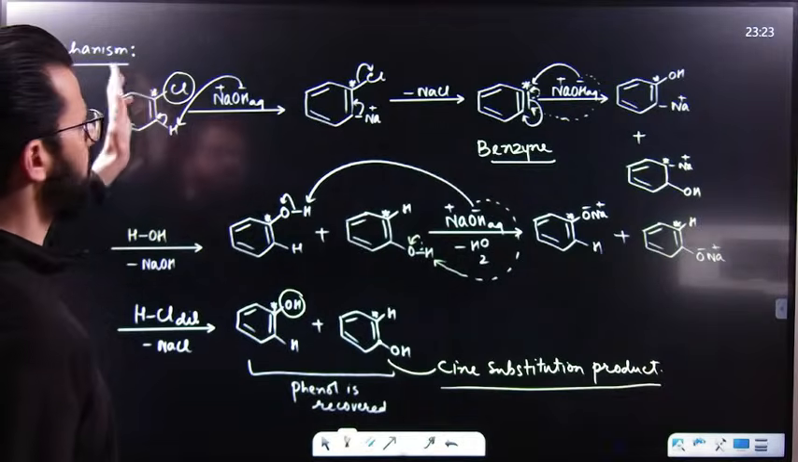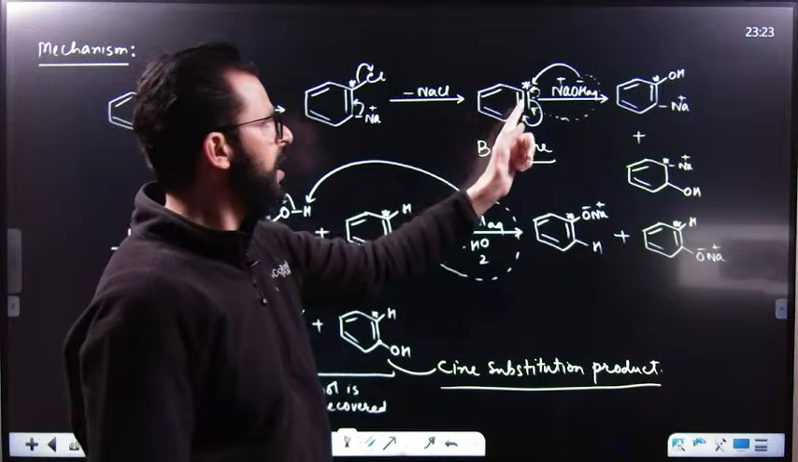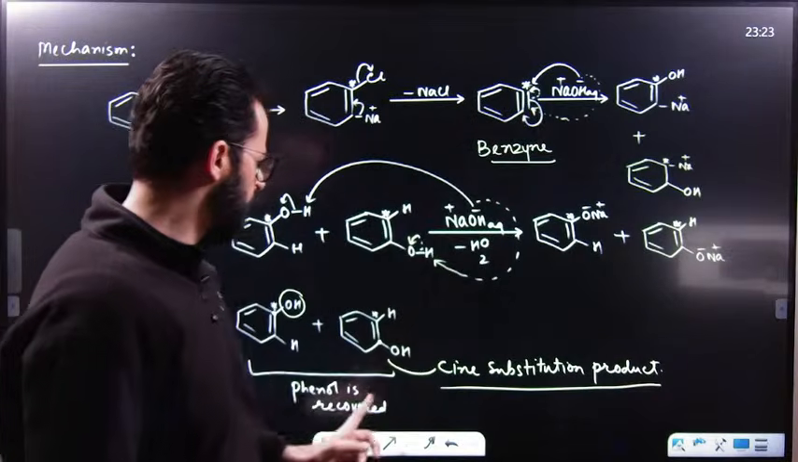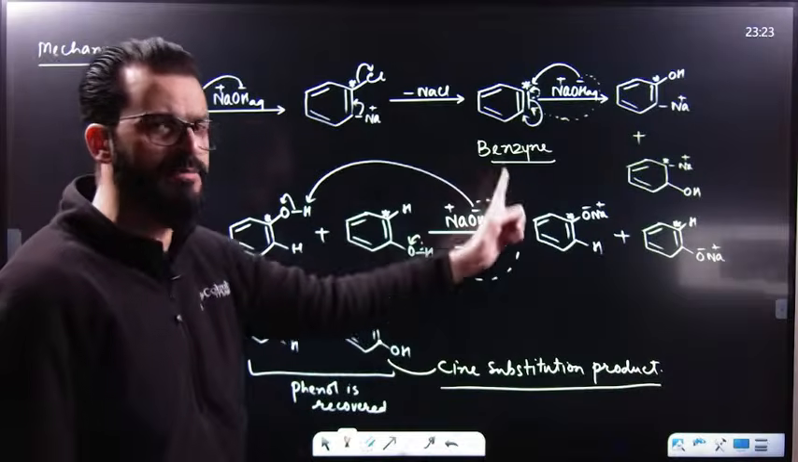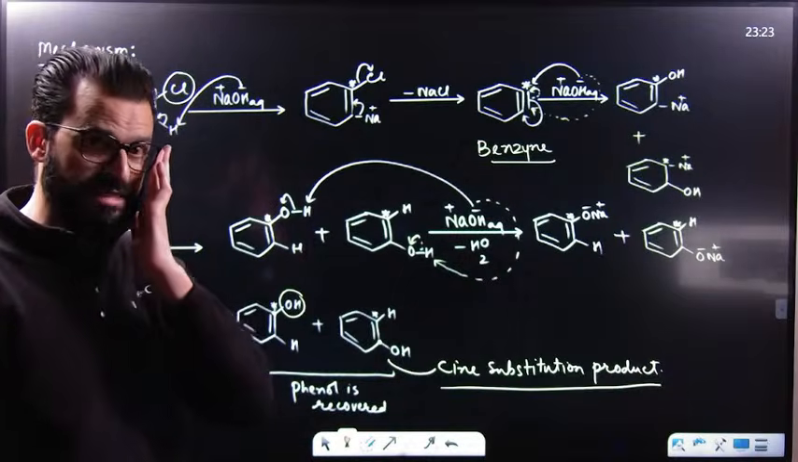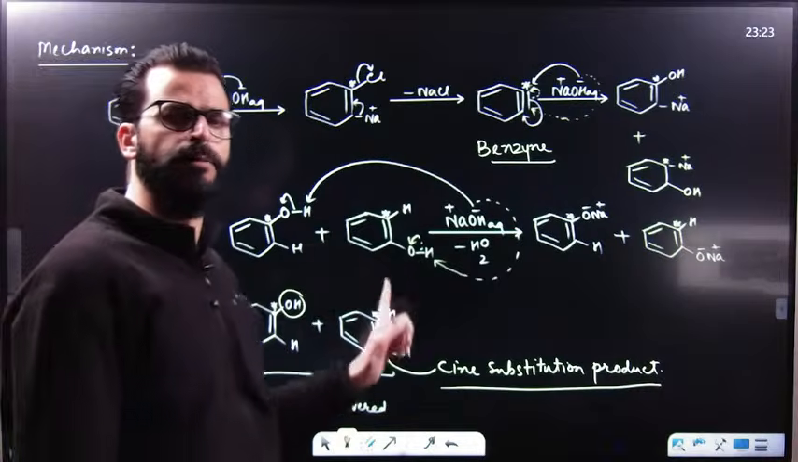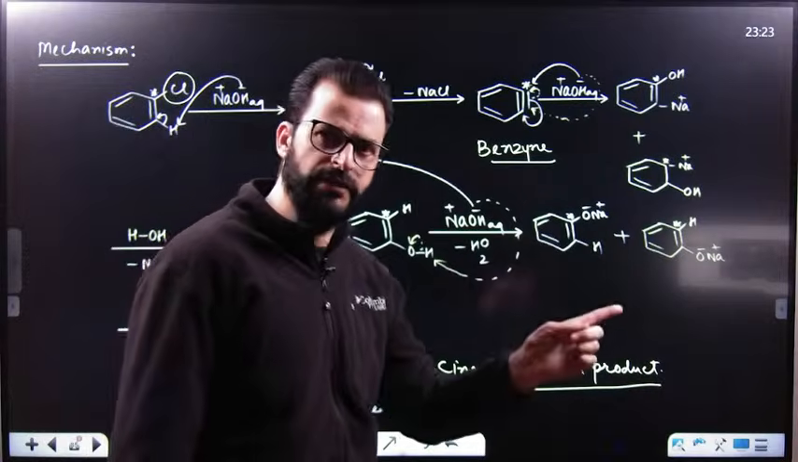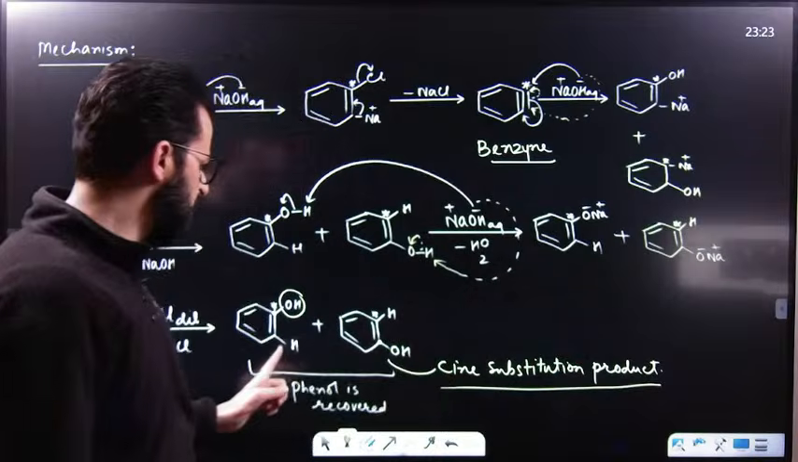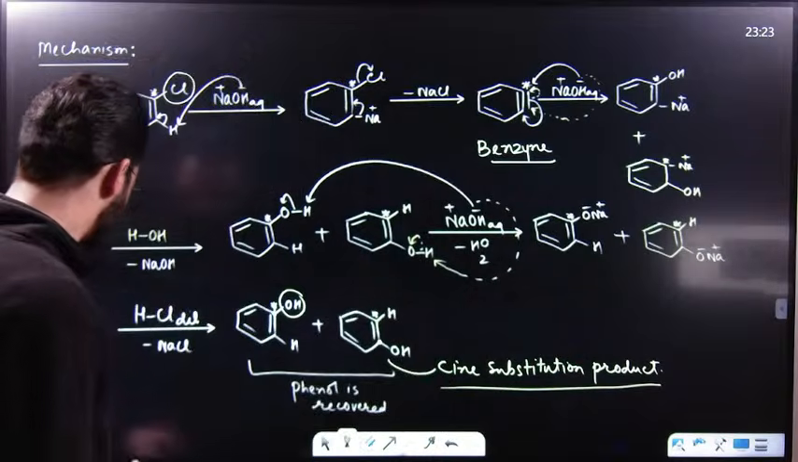First, H and Cl will be lost. That means elimination takes place. After that, here H and OH will be added. That means addition. So this is the elimination-addition mechanism or benzyne mechanism. And second thing, you have to remember that phenol is obtained from chlorobenzene during Dow's process, either through normal substitution or through cine substitution.